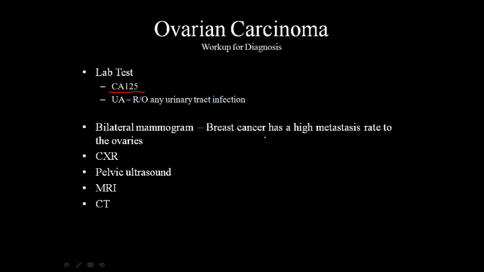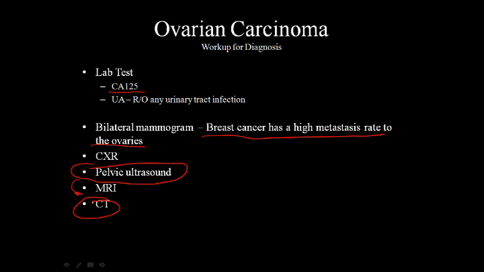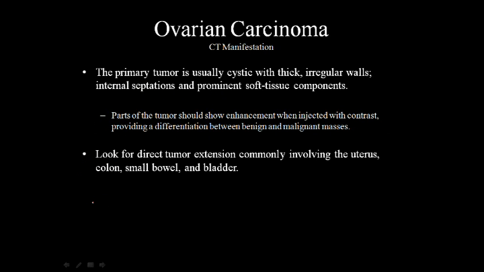That brings us to bilateral mammograms, which if you have a history or you do have a known carcinoma of the ovaries, then usually breast cancer might be a result of metastasis here. Or if you have breast cancer, then you might get ovarian cancer. So mammograms are very important. Chest x-ray to see if there's any abnormality in the chest. Pelvic ultrasound is going to be your number one go-to, followed by MRI, and then CT as being the third option here.